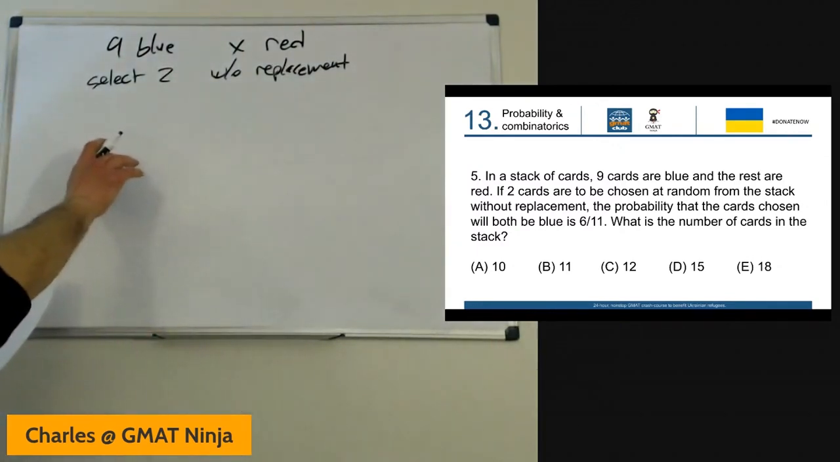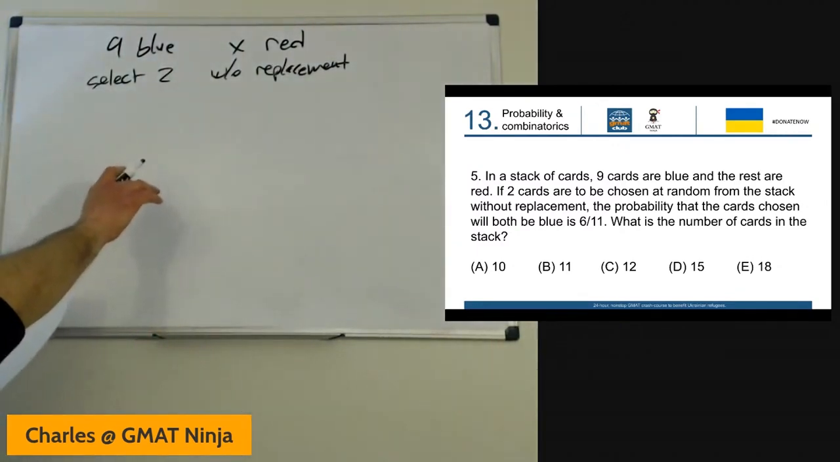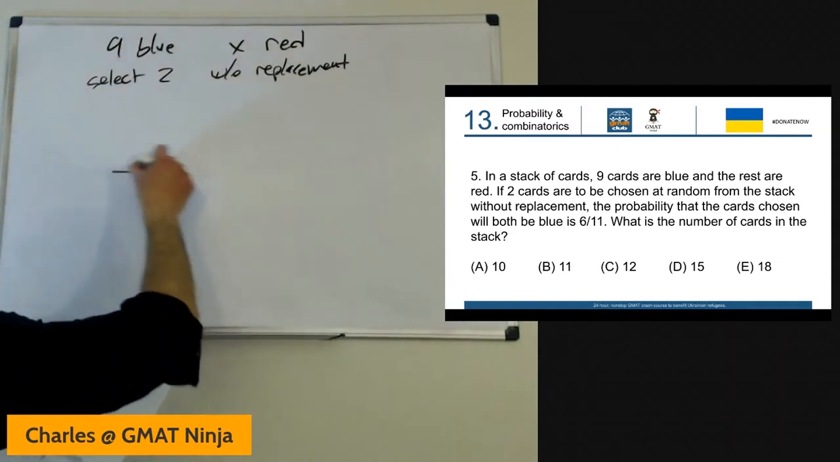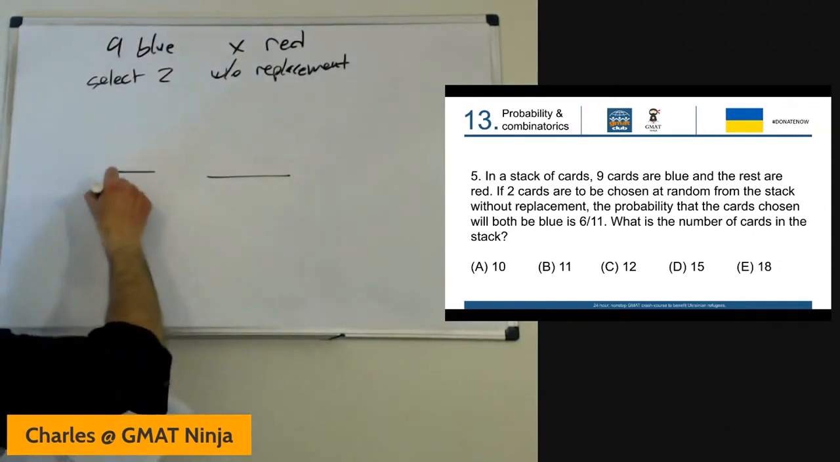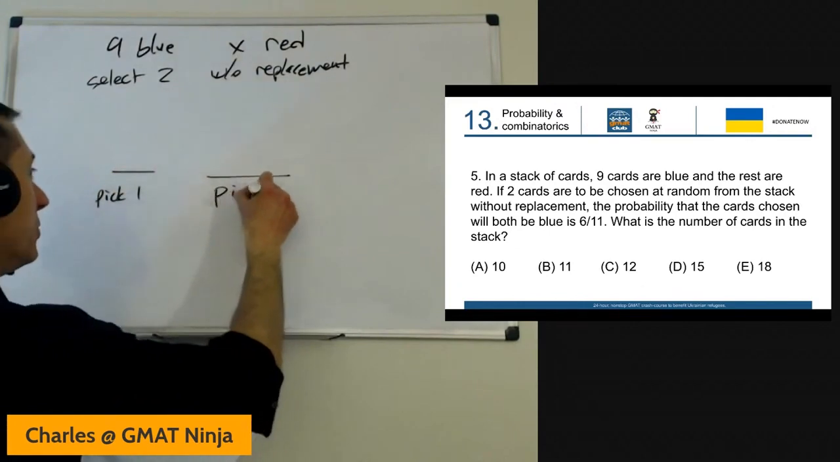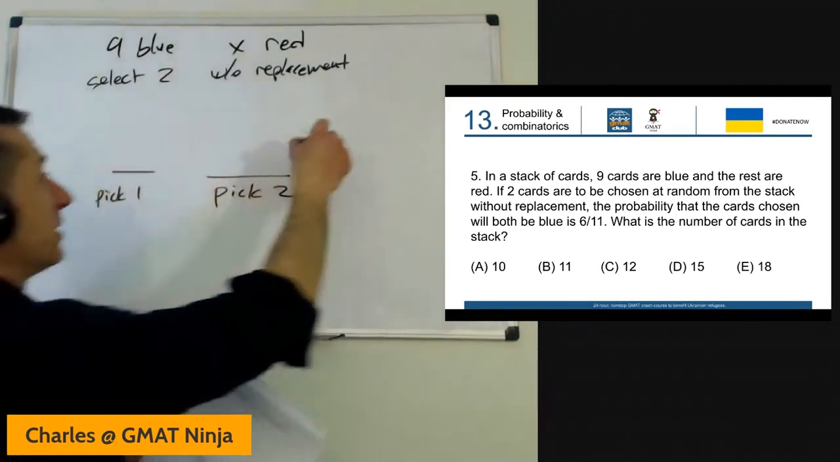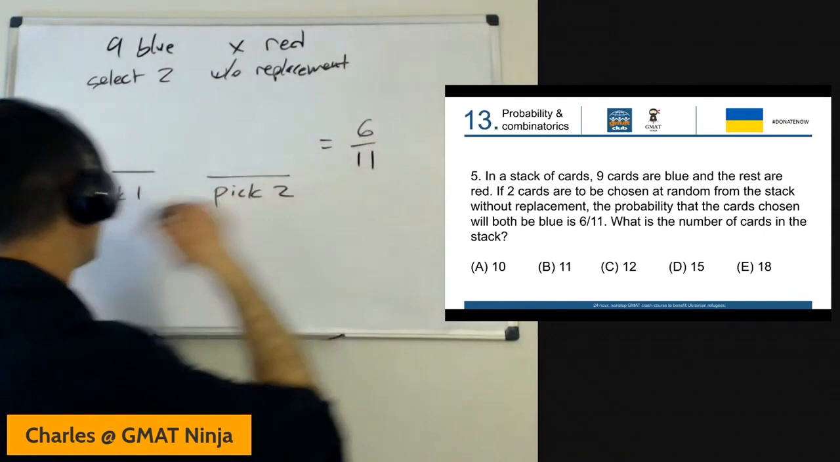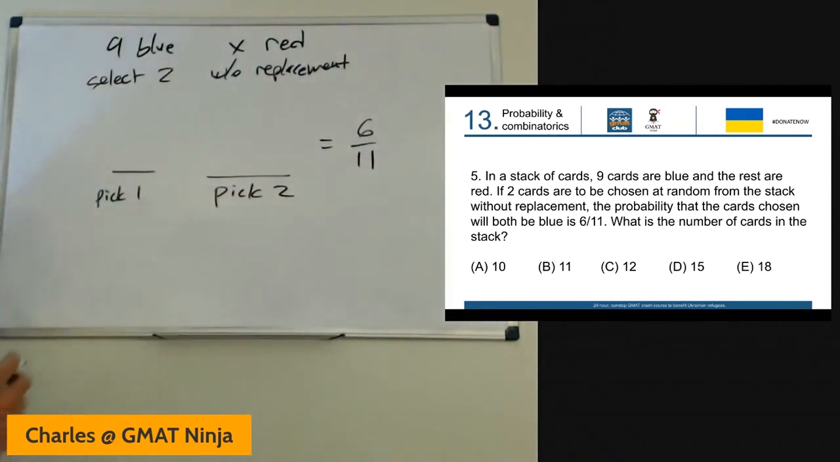The probability that both cards chosen will be blue is 6/11. What's the number of cards in the stack? So we know that this is going down. So I got pick 1, pick 2. I multiply those together, and I'm getting 6/11. All right, well, it's probably to get a blue on the first one.